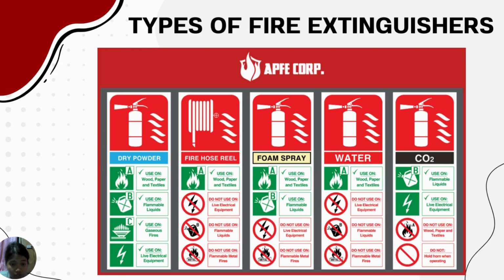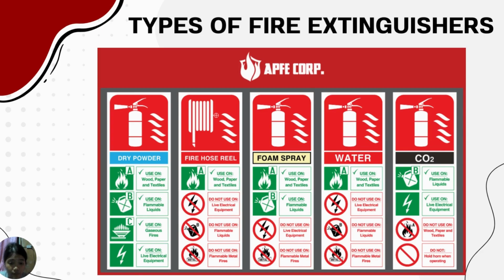on live electrical equipment, flammable liquids, and flammable metal fires. The third one is the foam spray. You're allowed to use this on Class A and Class B, and you're not allowed to use this on live electrical equipment and flammable metal fires.